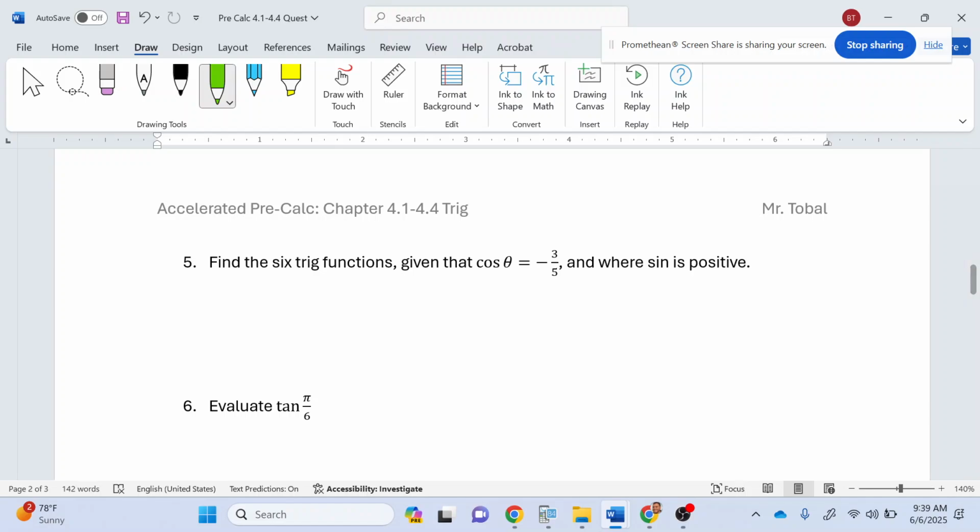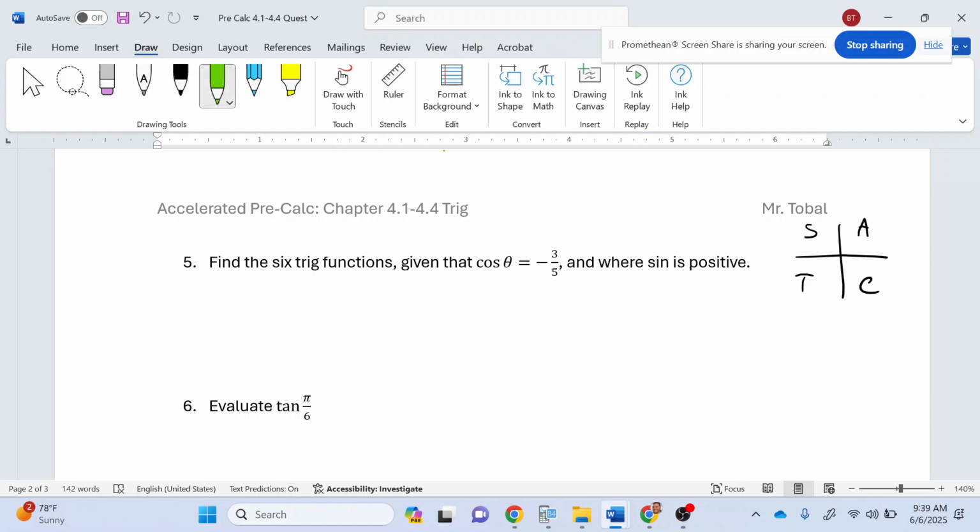All right, number 5 here, it is the same question at least. I want a cosine that's negative 3 over 5, but where the sine is positive. If you remember, all students take calculus. Does this feel familiar at all?